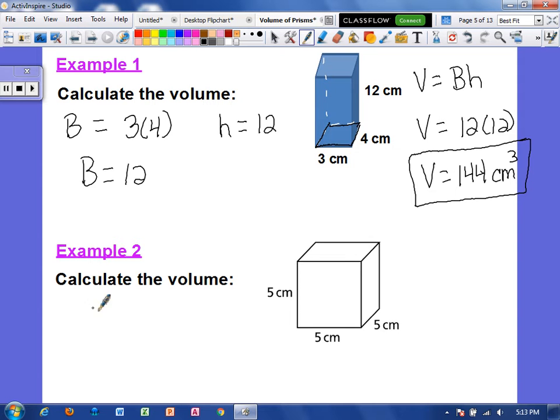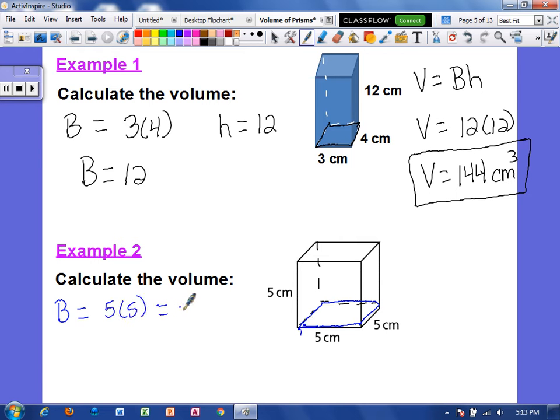All right, example 2, we're going to calculate the volume. So I'm going to draw those edges in since we're used to seeing that. All right, there are no shaded sides, so I'm just going to assume that the bottom is the base. So now I need to find the area of the base. So the base is a square, and its dimensions are 5 by 5.